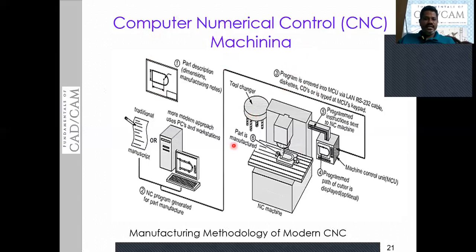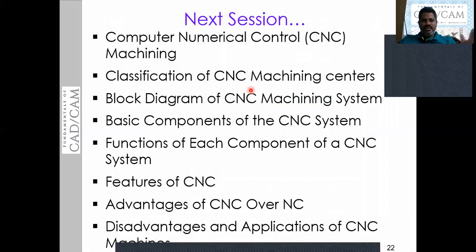We will see in detail regarding computer numerical control machining in the next session. We will see the CNC machining classification, the block diagram of CNC machining, and the basic components. We will see the functions of each component in the CNC system. We will also discuss the features, advantages, disadvantages, and applications in the next session.